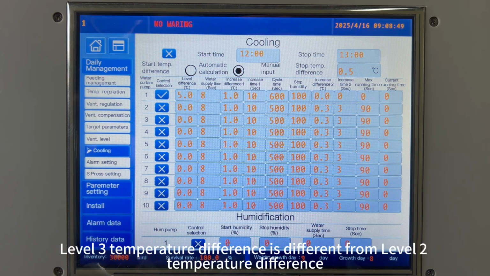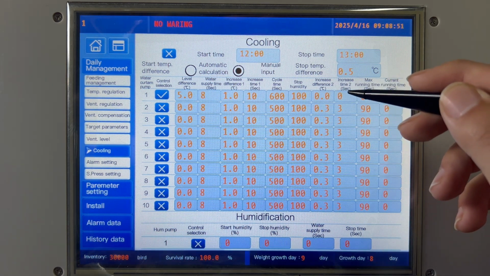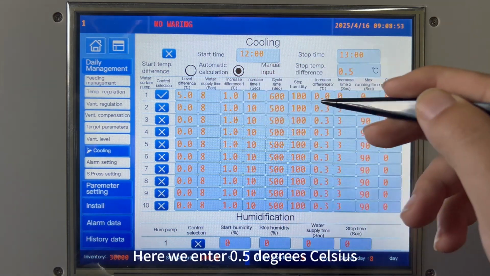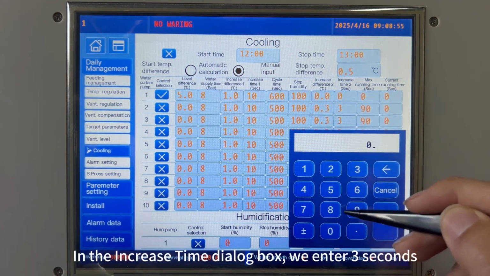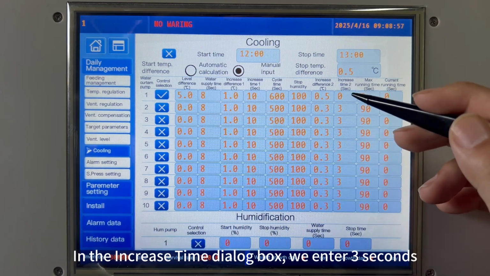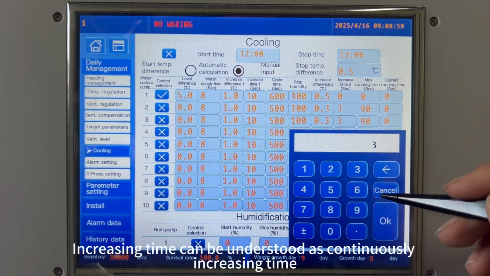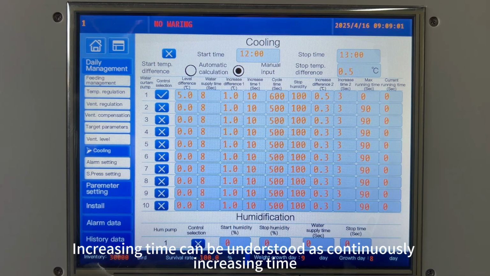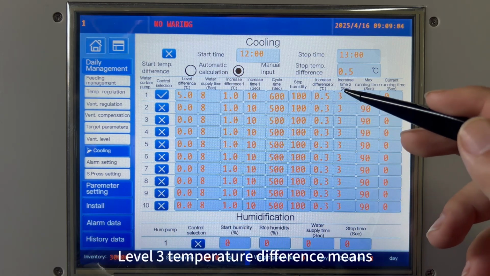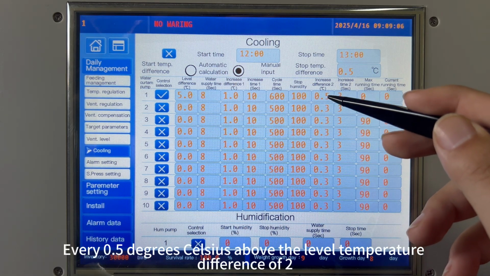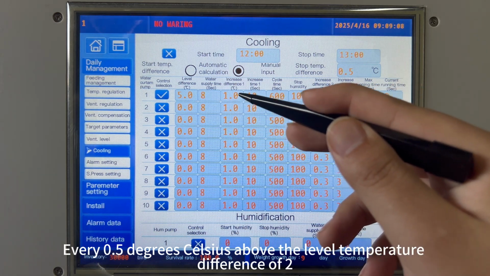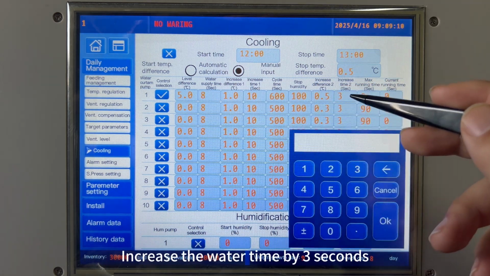Level 3 temperature difference is different from level 2 temperature difference. Here we enter 0.5 degrees Celsius. In the increase time dialog box, we enter 3 seconds. Increasing time can be understood as continuously increasing time. For level 3 temperature difference, every 0.5 degrees Celsius above the level 2 temperature difference, the water time increases by 3 seconds.